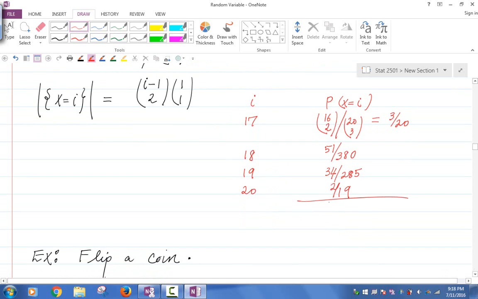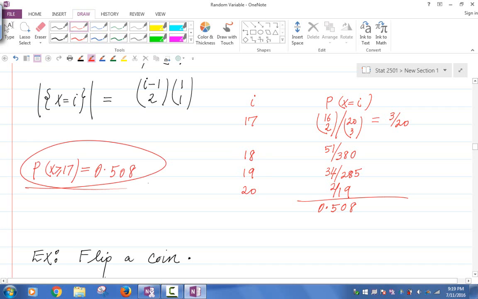If we add them up, we get 0.508. Okay, so therefore the probability that X is at least 17 is 0.508. Okay, so that's the final answer. So go ahead and look at it a couple of times and make sure that it makes sense. All right, we will do another example in the next video.